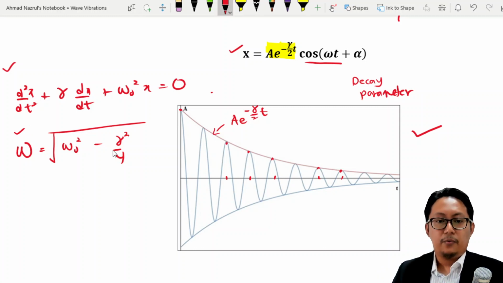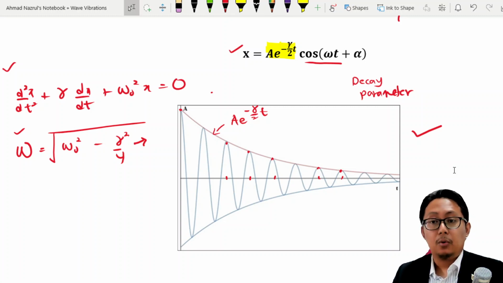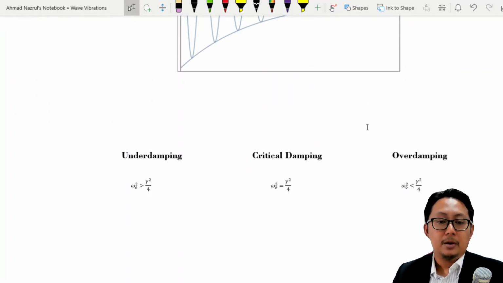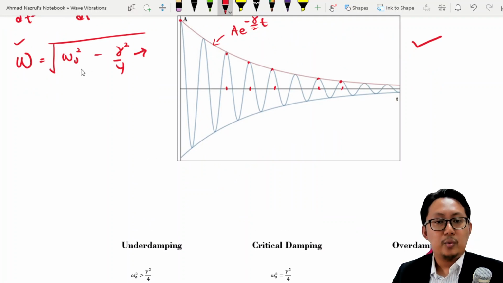Right now, we need to find what happens if we change the damping, the friction. What happens to the system? We know that when gamma is very small, maybe very near to 0, then we get omega equal to omega naught, where omega naught is the square root of k over m. So when we increase the parameter here, the system will still oscillate. We call this underdamping.